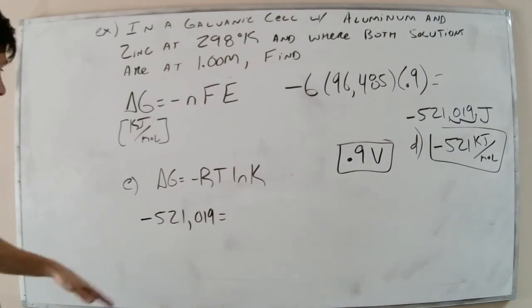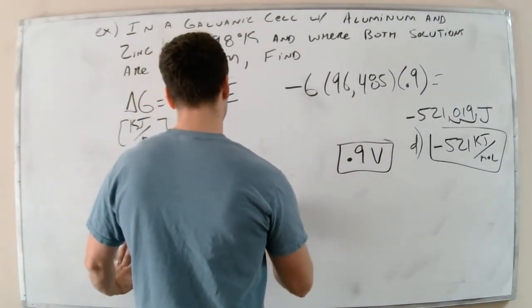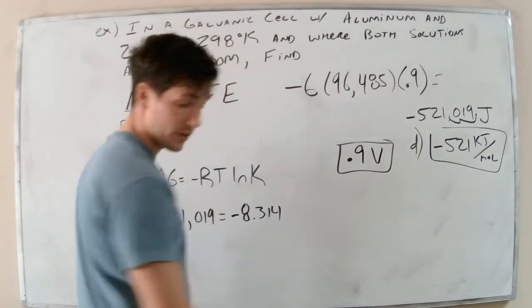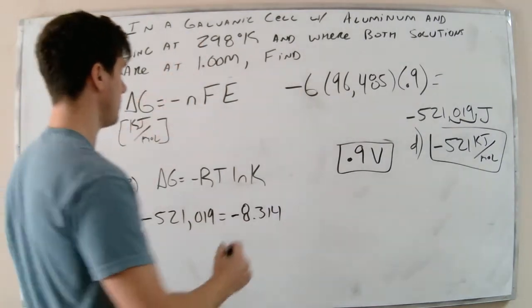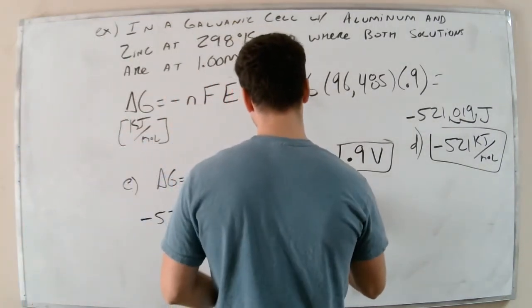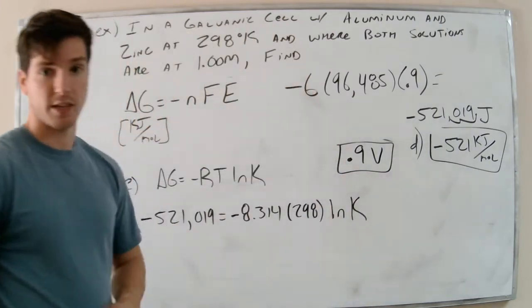Okay, it's got to stay in joules. All right. R is 8.314. That is our new constant. Our temperature I gave you for T is 298. And then we got to solve for K.